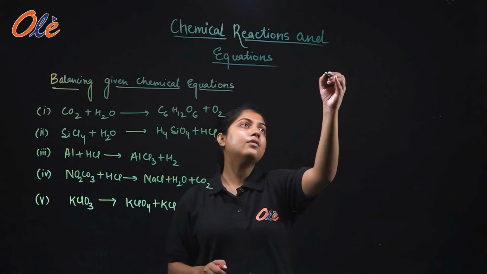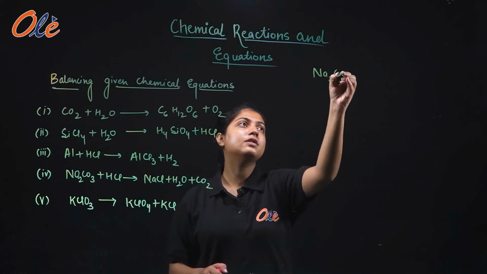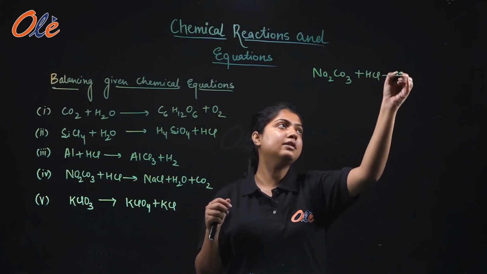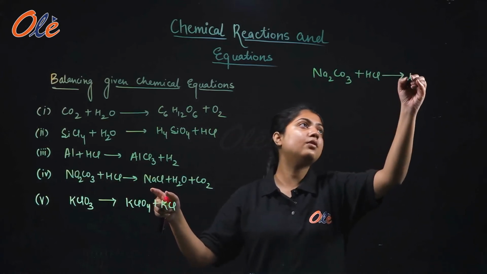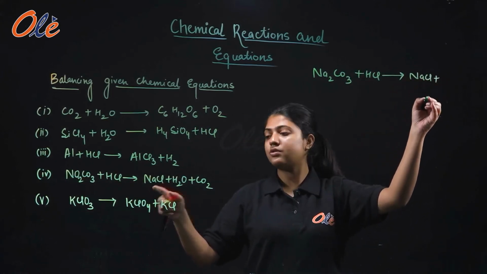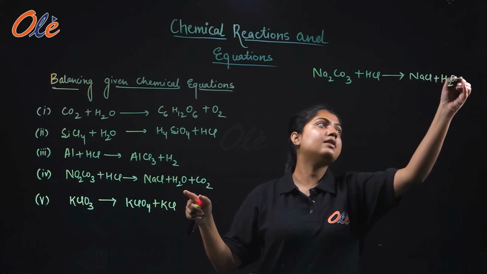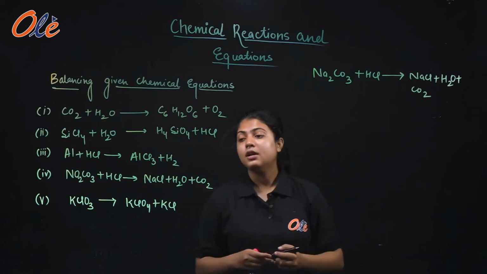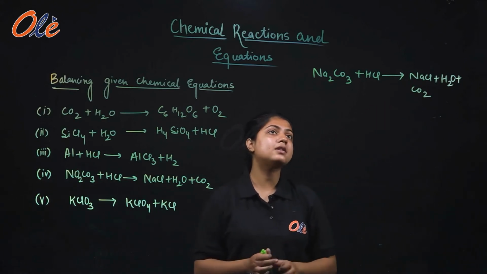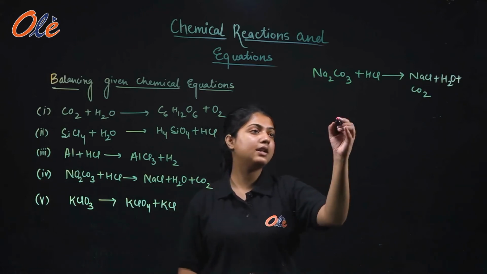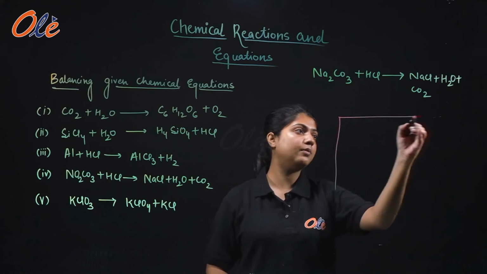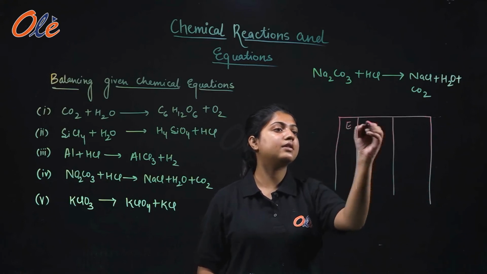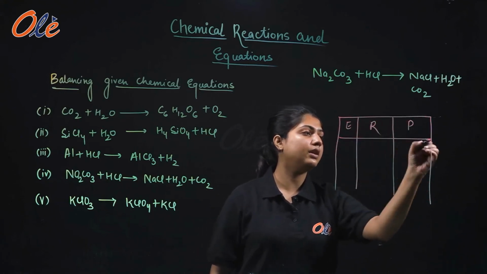Okay. So let us write Na2CO3, that is sodium carbonate, plus HCl hydrochloric acid gives out NaCl sodium chloride plus H2O water plus CO2. Let us write it here. Okay, plus CO2. Right. Now we have to balance this equation in the similar way we were balancing the other ones. Okay, now draw a table here. Make 3 sections: elements, reactants and product. Okay.